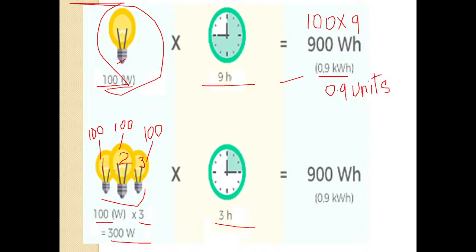Similarly, in the lower diagram, there are 3 lamps. Each lamp rating is 100 watts, so 100 into 3, you will get 300 watts. And these 3 lamps are operated for 3 hours. So how many units are consumed here? It is 300 into 3.